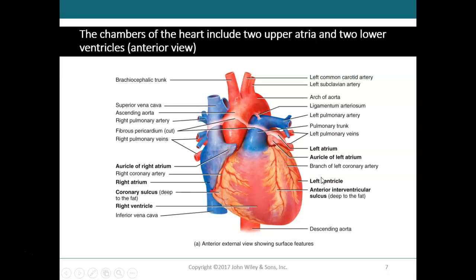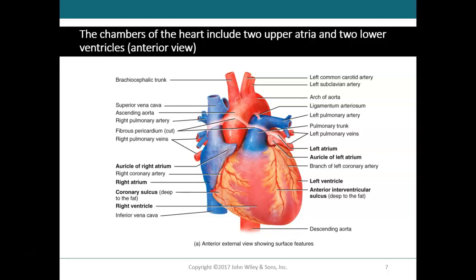The paired atria receive blood from blood vessels, returning that blood to the heart. Those vessels are called veins. So, silly memory trick: veins, V-E-I-N, bring blood back in to the heart, and arteries start with an A, arteries take blood away from the heart. So the atria are going to receive blood that's returning to the heart through those veins, and the ventricles eject blood from the heart into arteries that take blood away from the heart.